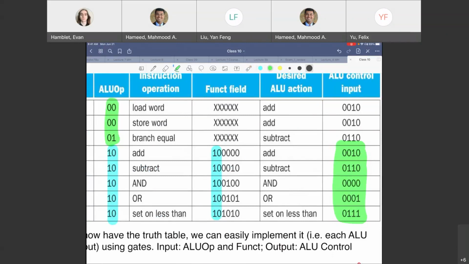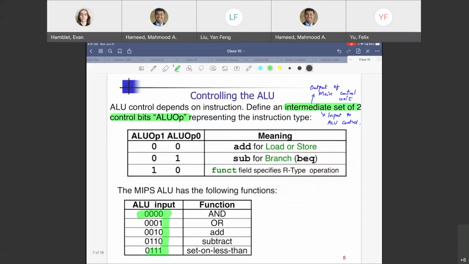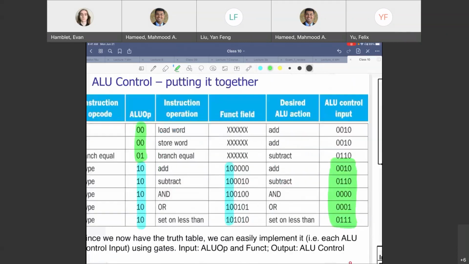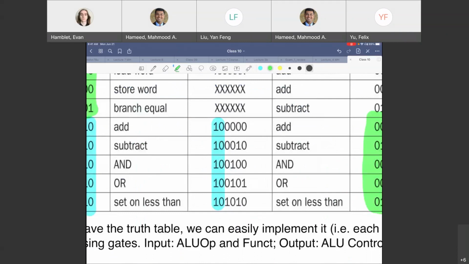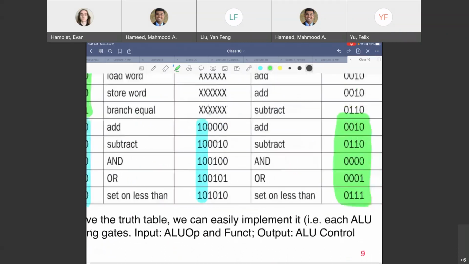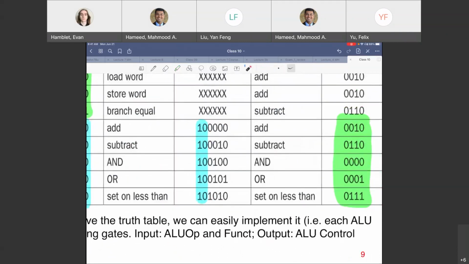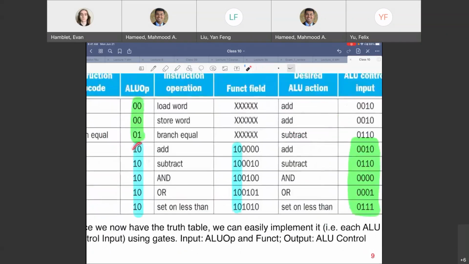These are from the lookup table here. Next, we need to design that circuit, whatever we have, that will take in these 2 bits from here, these 6 bits from here, and be able to generate this. The other 4 bits over here, where are they coming from?